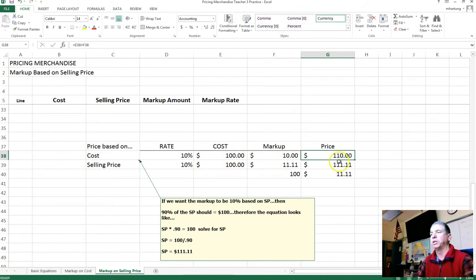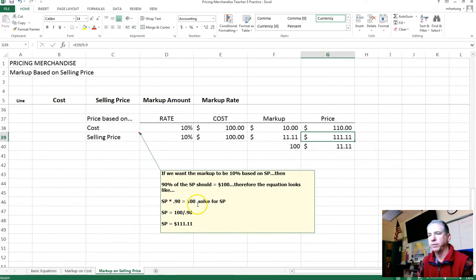But based on selling price, you'll notice that our numbers are going to be a little bit different because we want the 10% to be based on the actual selling price, not on the cost. So it's going to be a little bit more. So here's why this is going to work, and we're going to be dividing by the complement. Let's take a look here. All right, if we want the markup to be 10% based on selling price, then it would follow that 90% of the selling price should equal 100 in this example.